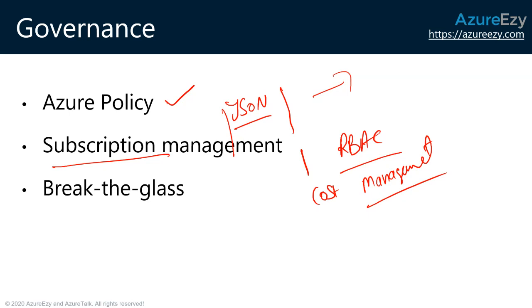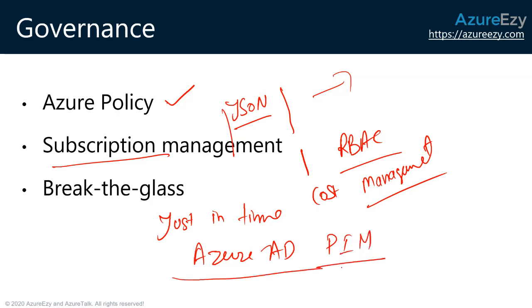The last thing is the break the glass approach. We have discussed having proper authentication and authorization setup, strategy, design, all those things. But there was also a discussion about just in time access, and that is part of Azure AD PIM, Privileged Identity Management, from the first slide. There we talked about just-in-time access. As soon as you need it, you get it.